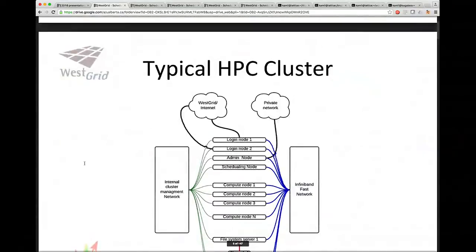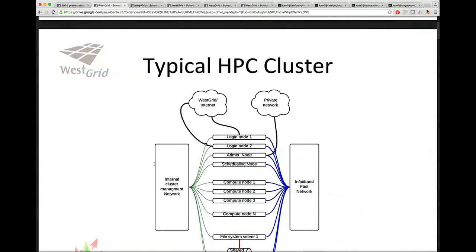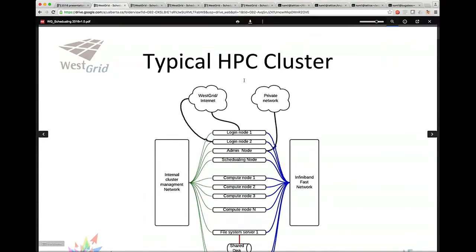So let's look at a typical HPC cluster. A typical HPC cluster is accessible from the internet via the login nodes. There's usually an internal network to manage all the nodes, and a really fast InfiniBand network to have the nodes communicate with each other, both for storage and for running parallel jobs. And there's different types of nodes.